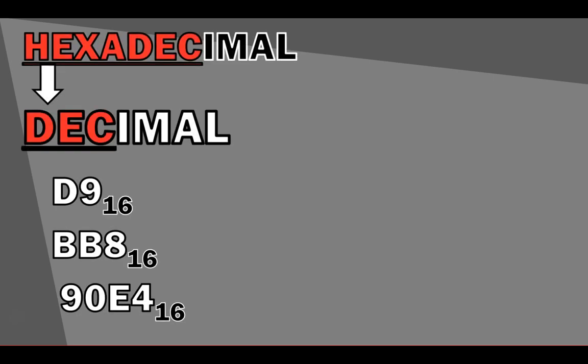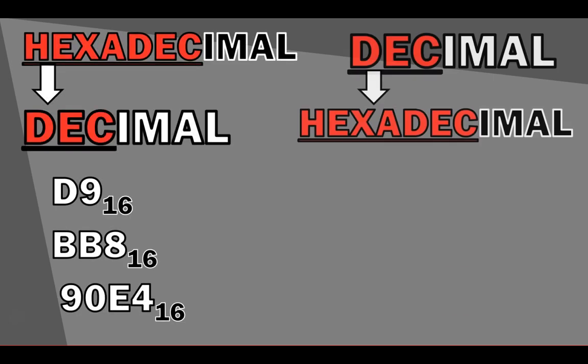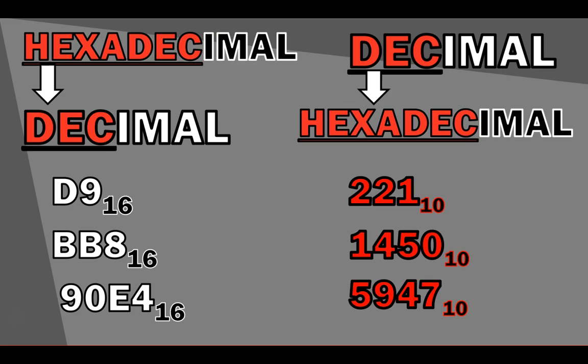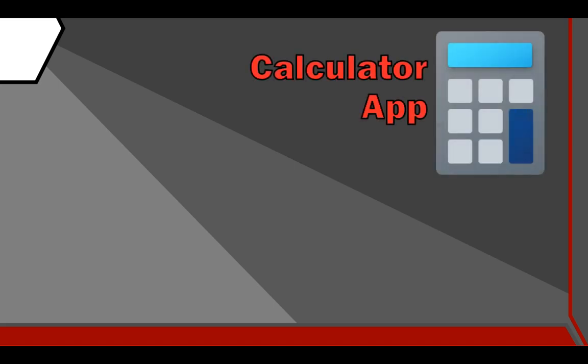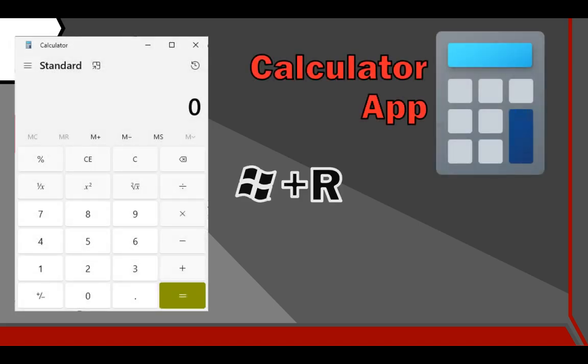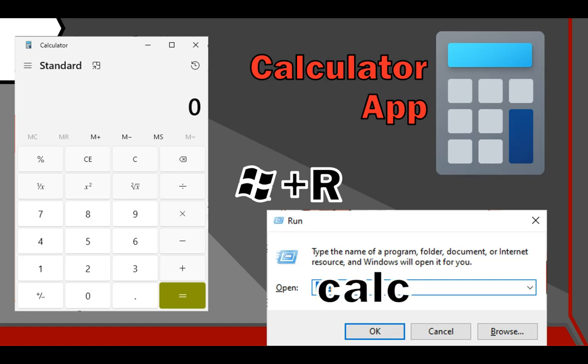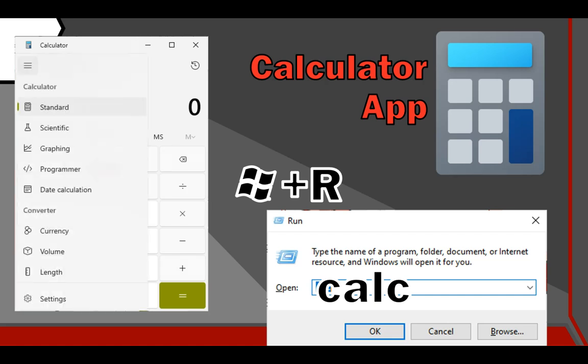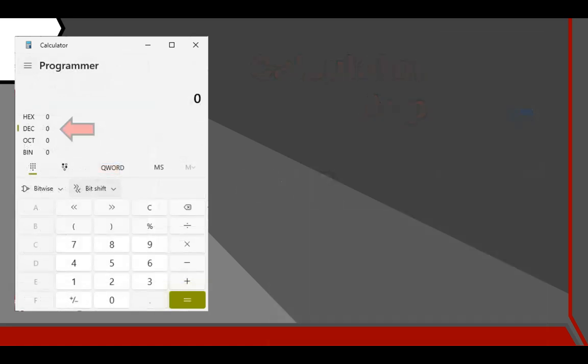So there you have it. Now try to convert these hexadecimal numbers to decimal, and try to convert these decimal numbers to hexadecimal. If you want the answer, you can use an online hexadecimal calculator, or you can use your computer's calculator app. Search for it, or you can press the Windows and R keys together, and then type in CALC, and you should be able to find the app. When the calculator is open, click on the top left-hand corner there, and there you should see an option called Programmer Mode. If you select it, you can now see that it's set to decimal.